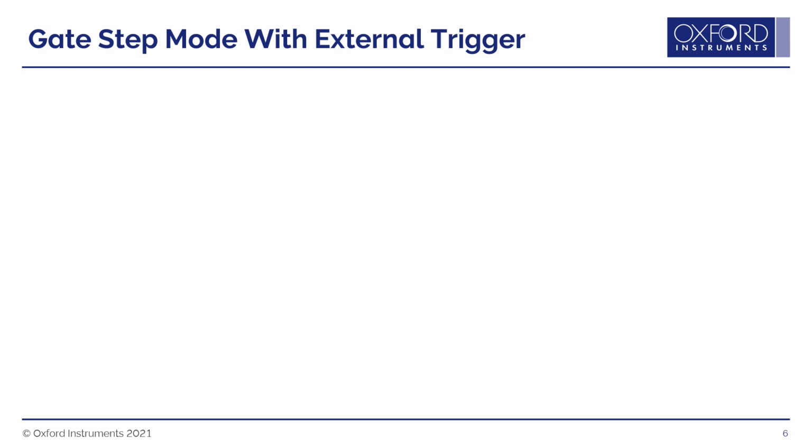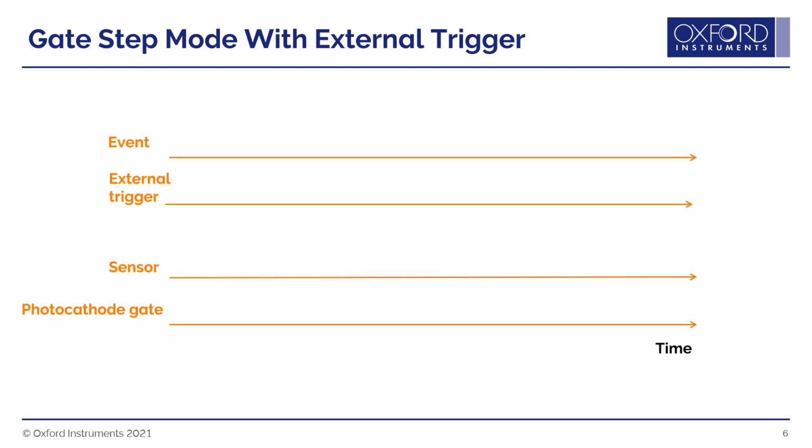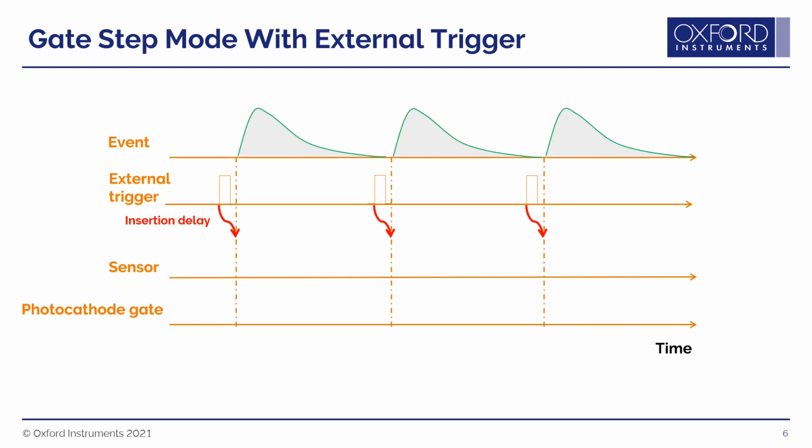So what does gate step mode actually look like in practice when you have an external trigger? So I want to just go back to our timing diagram and talk this through. We have time, we have our photocathode gate signal, we have our sensor, we have an external trigger, and we have our event. And so imagine we're looking at this event which has a duration in time, such as this. So, be it the evolution of a plasma, or it could be some kind of fluorescence that has a set lifetime, etc. And we have our external trigger with a set insertion delay, which triggers this event.